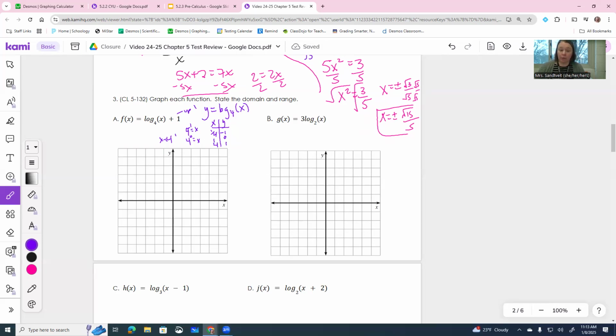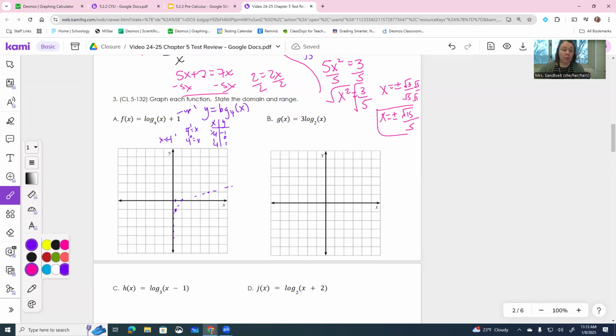And you can do this a couple different ways. One thing you could do is you could just plot this parent function. So I could plot the (1/4, -1) and the (1, 0) and the (4, 1). So I could plot those three points and kind of do a sketch, right? And then I could take those three points and then I could shift them all up 1 to get my kind of final graph. So I could take this up 1.